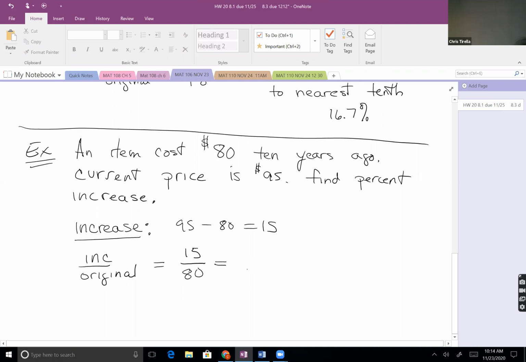As a decimal, I'm getting 0.1875. So it's an 18.75% increase.